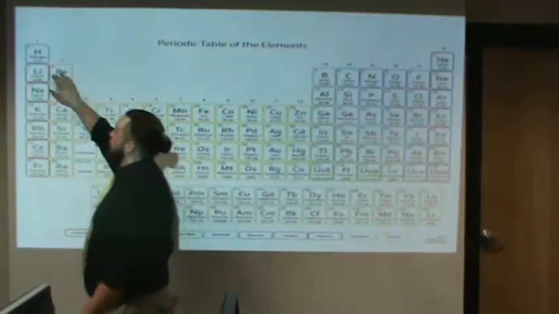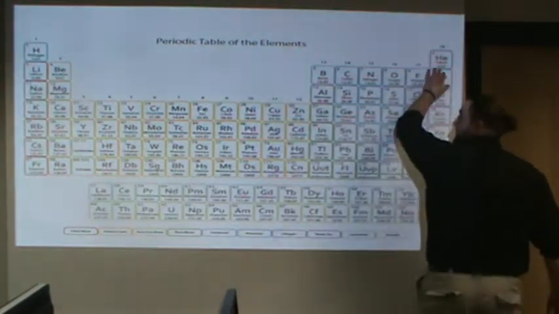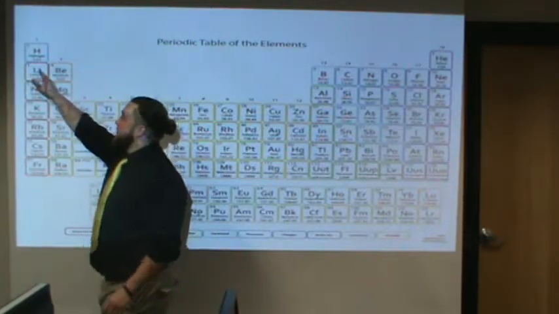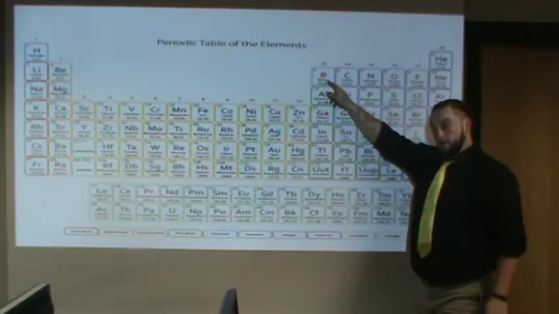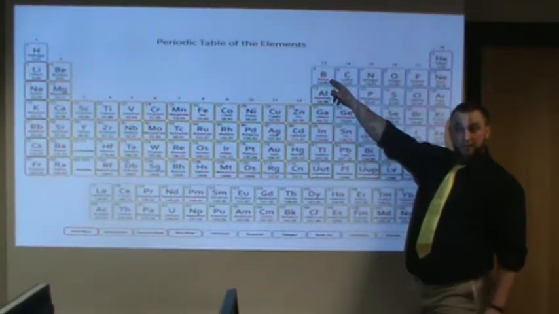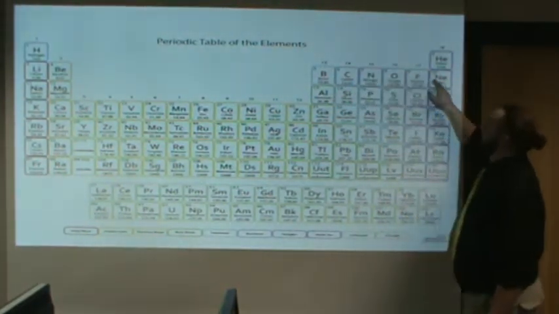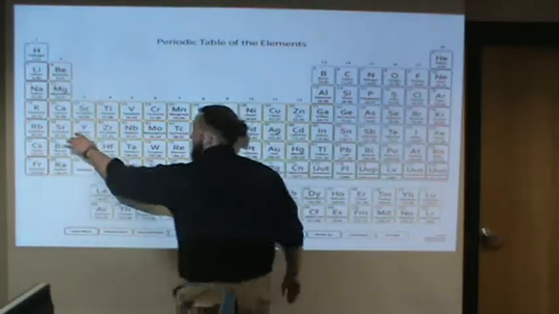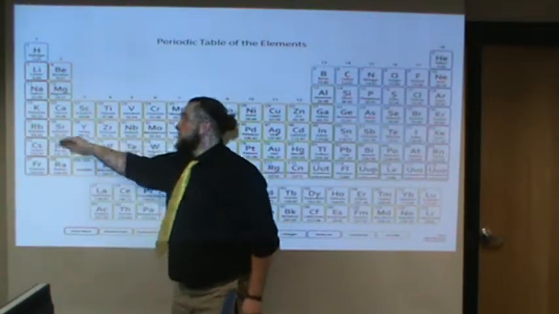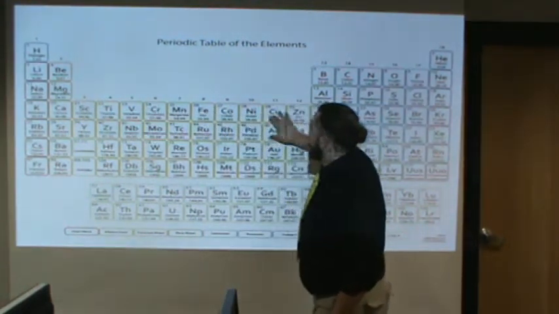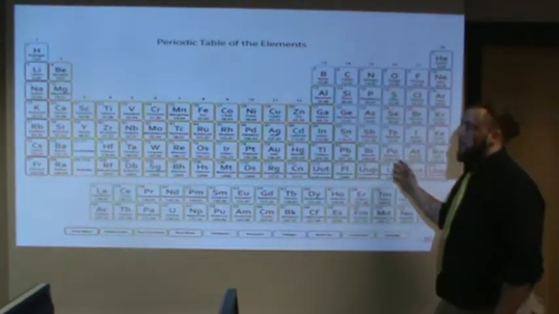So here, you got 1s1, 1s2, 2s1, 2s2. 3s? No. What comes after 2s? 2p, 1 through 6. Then it goes 3s, 3p, 4s. What are these ones? 3d. Very good. Then it goes 3p all the way down to 4.